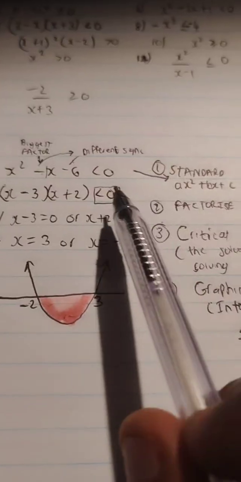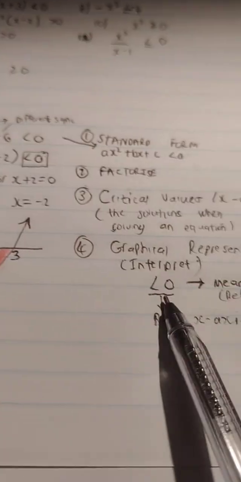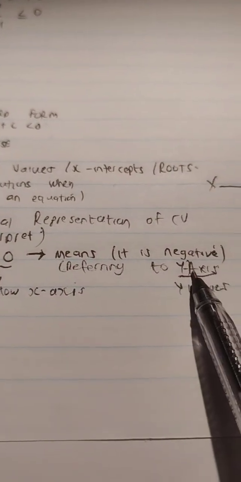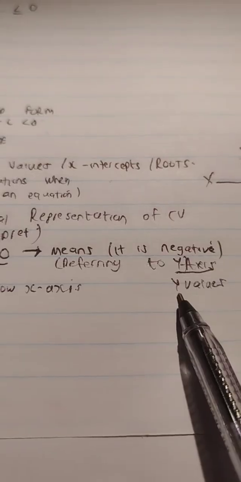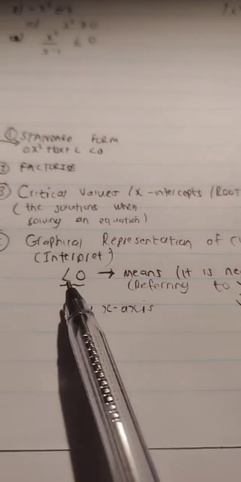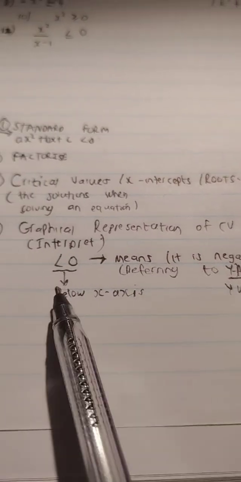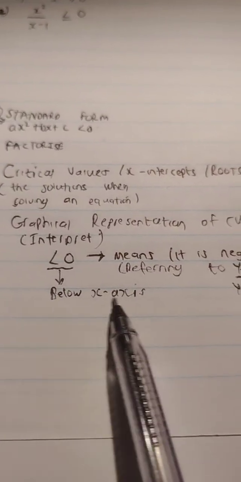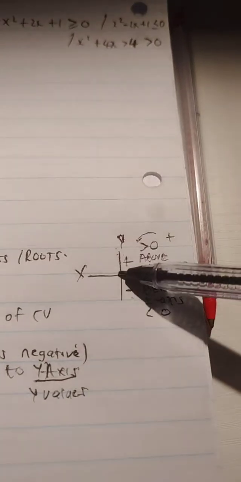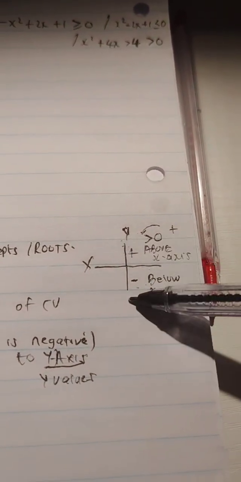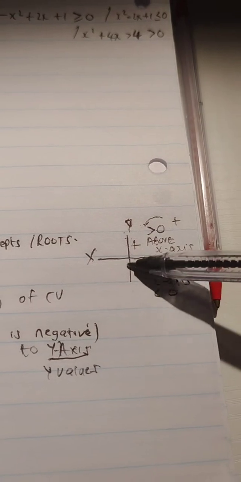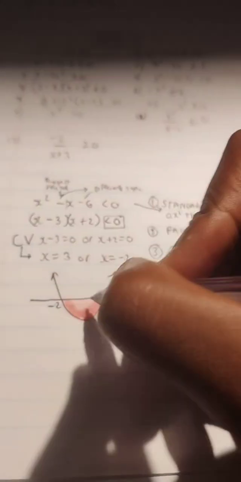So less than 0, I repeat, means where y is negative. Less than 0, guys, this is the output. Output means y. Where is y? Negative, because less than 0 means negative. And it is negative below the x-axis. We know that from the Cartesian plane. So graphically, this shaded part represents where y is negative.